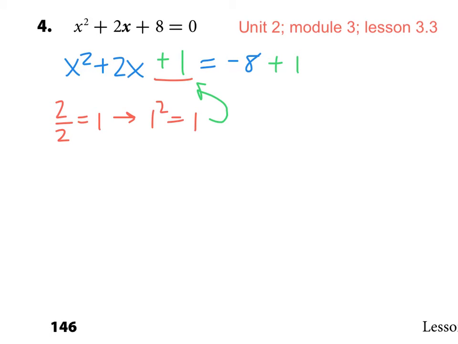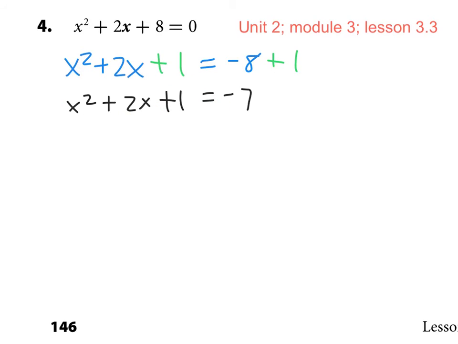Now if we take the middle term, the middle coefficient 2, and we half it, square it, and add it to both sides, you'll see that's what we have done here. So our new equation is x squared plus 2x plus 1 equals negative 7. And then completing the square, we have x plus 1 squared equals negative 7.